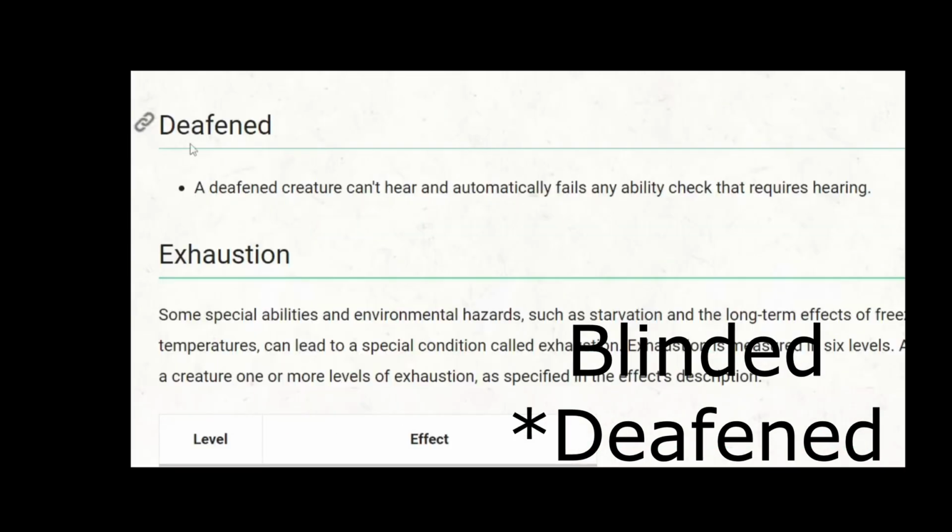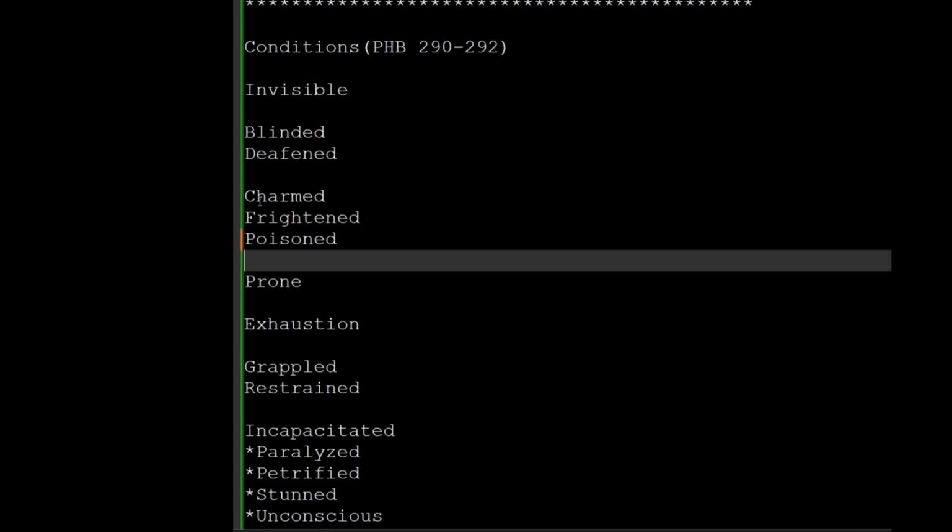Similarly, a deafened creature is a creature that can't hear and automatically fails ability checks that require any hearing. So similarly, you can make a perception check, but you can't use a perception check to hear anything, only to see something. Number 3. Charmed, frightened, and poisoned.